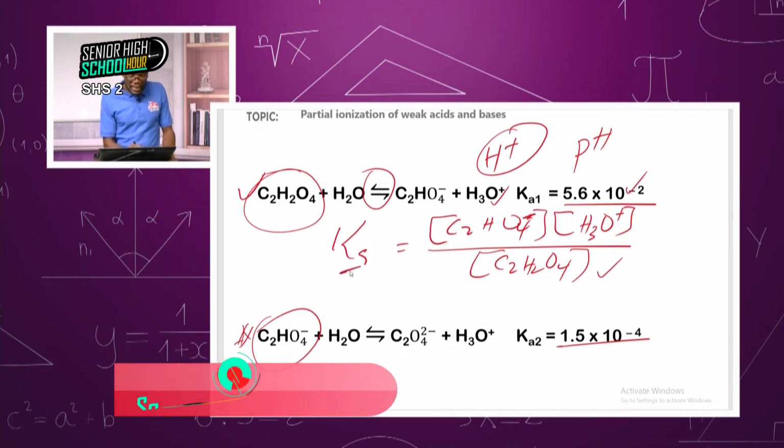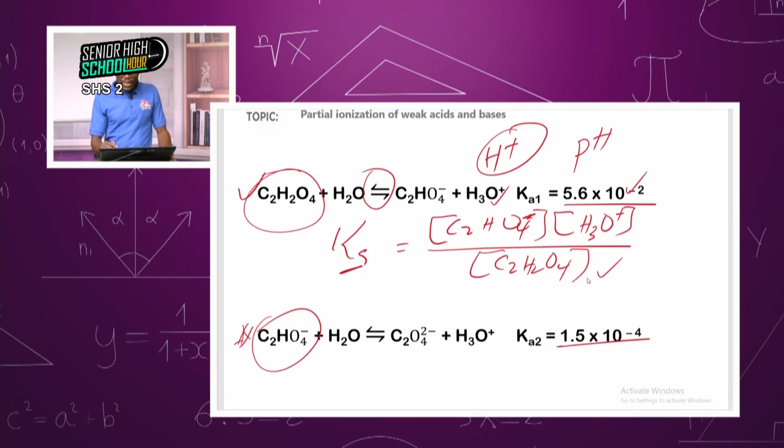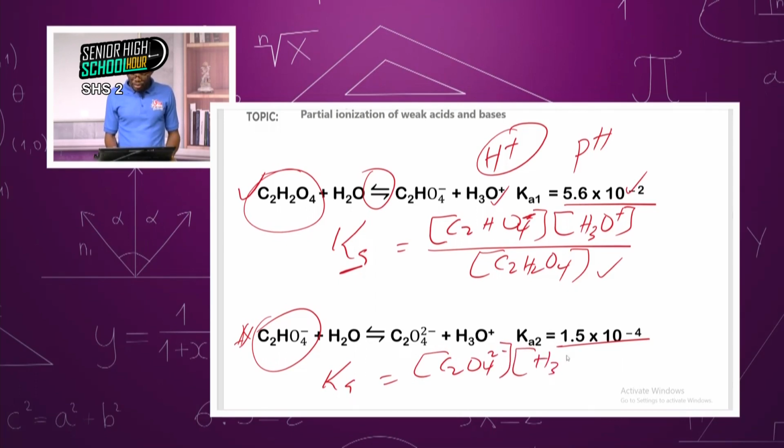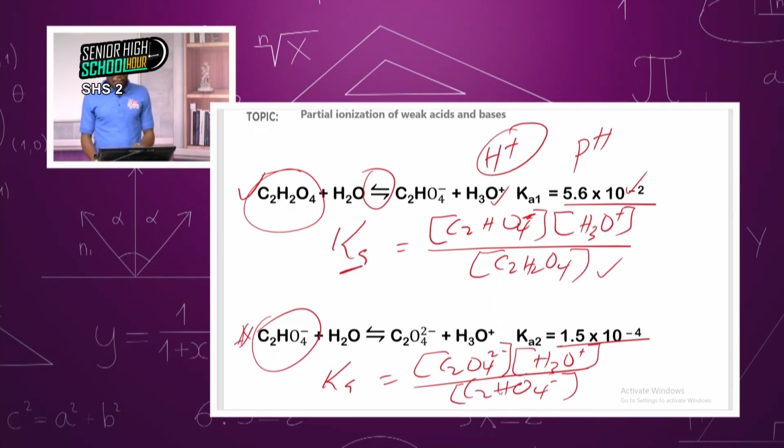Or if I know the Kc and I know 2 of these, then I should be able to calculate the other concentration. So there are 4 variables. They will give you 3 and you calculate the 4th one. Take note of that. If I want to write for the second stage, then I can easily say that I have K equal to the concentration of C2O4 2- times that of H3O+, all over C2HO4-. You see, I can write.